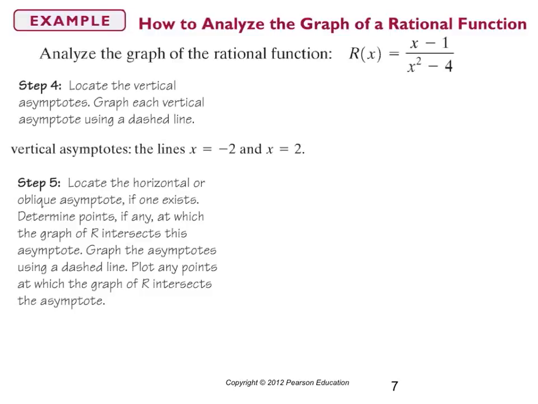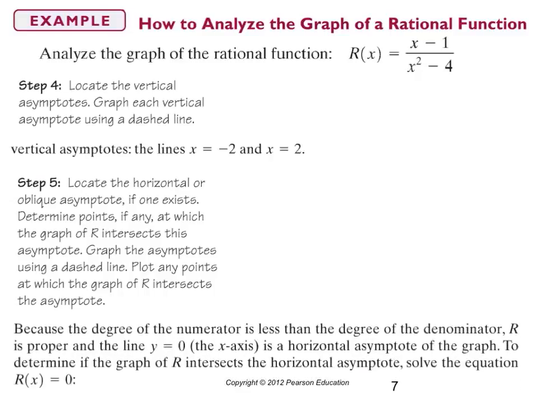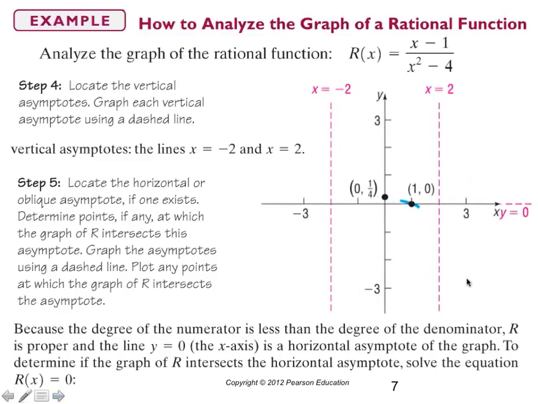We then want to locate the horizontal asymptote, or oblique if one exists, and then determine any points at which r intersects the asymptote. In this case, the degree of the numerator is less than the degree of the denominator, so that means the line y equals 0 is a horizontal asymptote. To determine if the graph intersects the horizontal asymptote, we have to solve the equation r of x equals 0. And we do know that it's already going to be our x-intercept, which is 1.